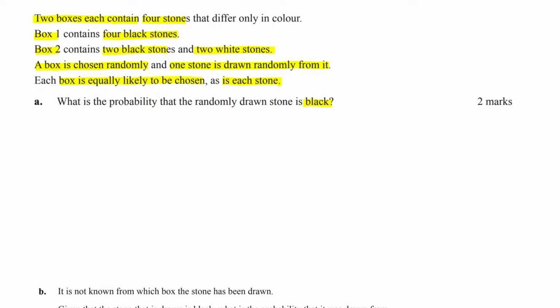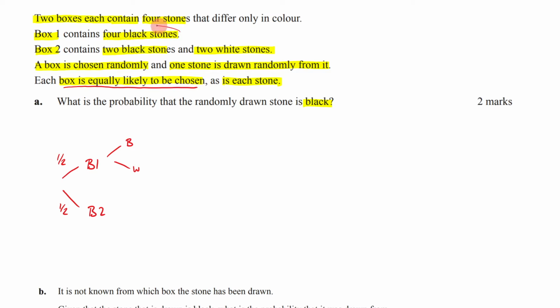The first thing that you're doing is you're either selecting box 1 or you're selecting box 2. And you know that these are equally likely. So a box is equally likely to be chosen, which means that's a half and that's a half. And then from each box, you're selecting a stone from it. So for instance, if you've got box 1, what's the probability of you getting a black stone? Or what's the probability of you getting a white stone?